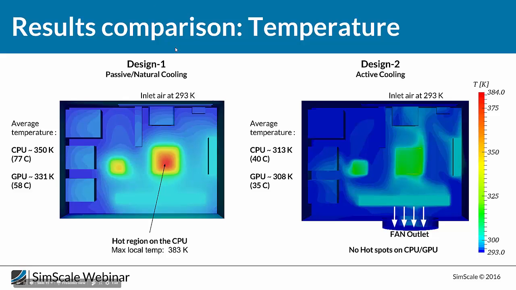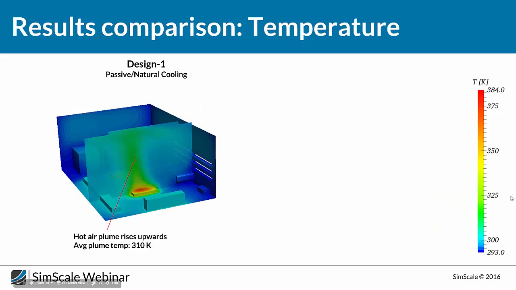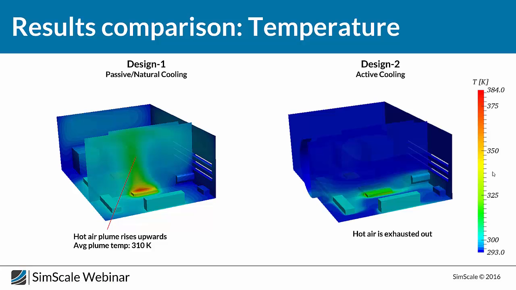And you could also see that there are no hotspots or regions of really high temperature in the forced convection case. And the hot air plumes which rise up, you could see the average temperature is something around 310 Kelvin, but in the forced convection case, the hot air is completely being removed from the system, so it is really less. You could hardly see any air plumes going up.